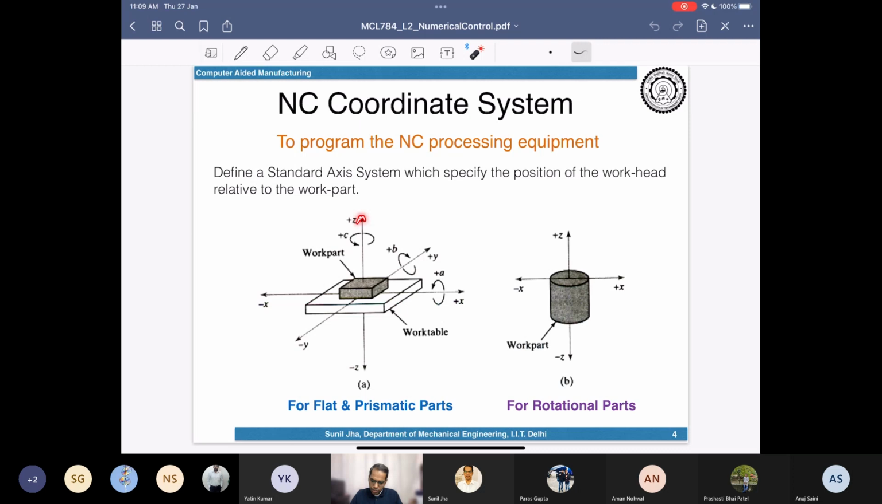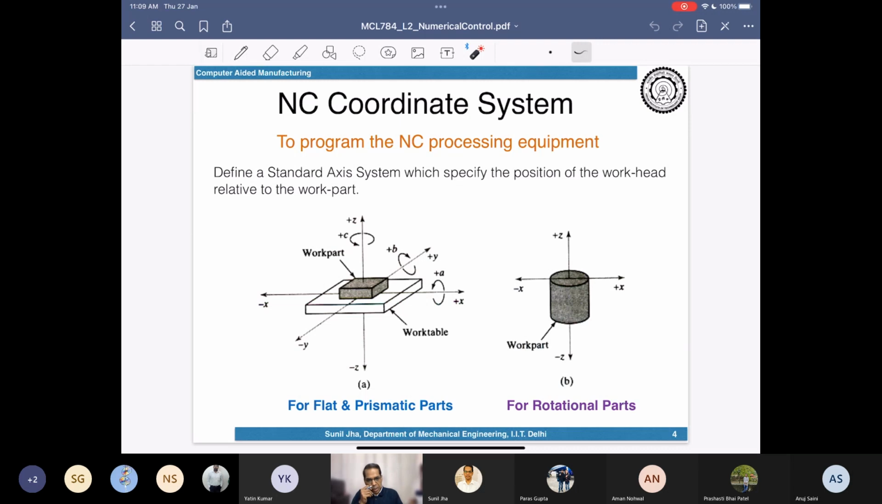So plus z is above, plus y is inside the machine, and plus x is on the right hand side. Once you understand this, the opposite axes are minus x, minus y and minus z. And rotations about these individual axes we name plus A, plus B and plus C. Right? So that is what we need to understand.